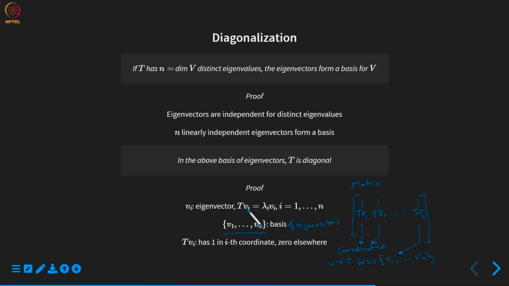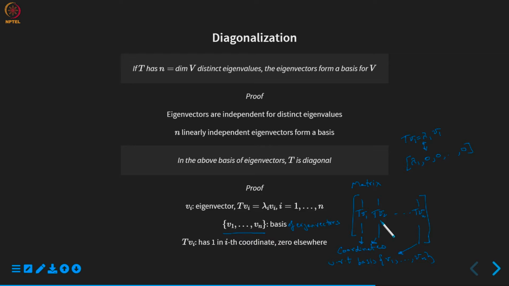Now notice Tvi is... vi is an eigenvector, sorry. So Tvi becomes lambda i times vi. So what is Tv1? Tv1 is lambda 1 times v1, that is all, there is no other v2 or v3 or anything, nothing happens. So, Tv1's coordinates will simply be lambda 1, 0, 0, so on. So, what will be the first column here? It will simply be lambda 1 followed by a bunch of zeros.